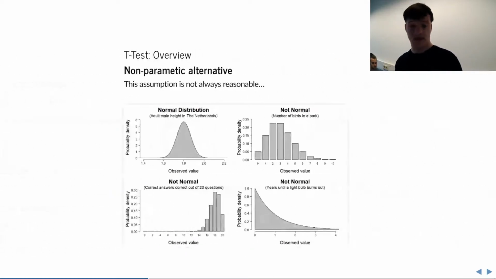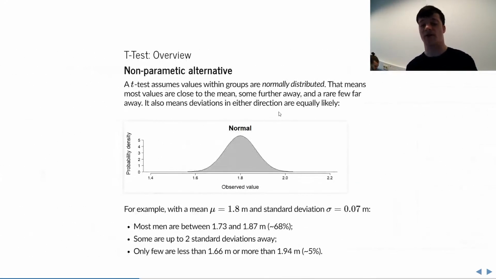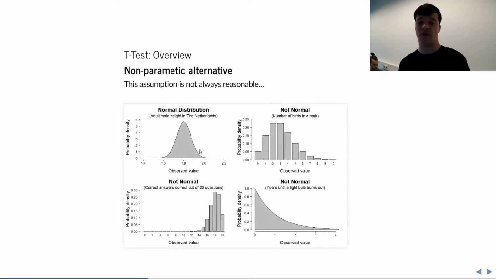Okay, so this was the normal distribution. But there are a lot of types of data that you cannot assume are approximately normal. Adult male height in the Netherlands, sure, approximately normal. But if I count the number of birds in the park, I cannot count 0.1 birds or -1 bird or -2 birds. So this distribution is very peculiar. It only takes on certain values, only non-negative integer values. That's called a Poisson distribution.